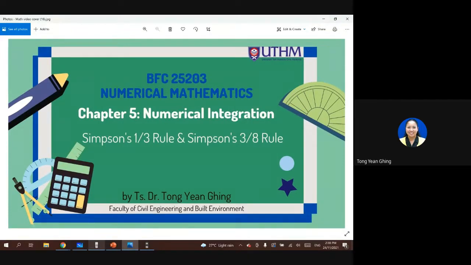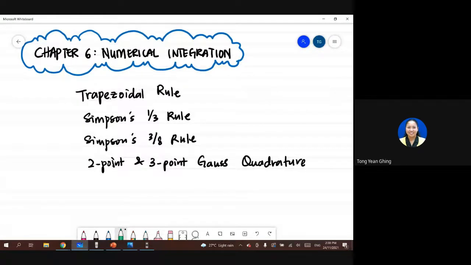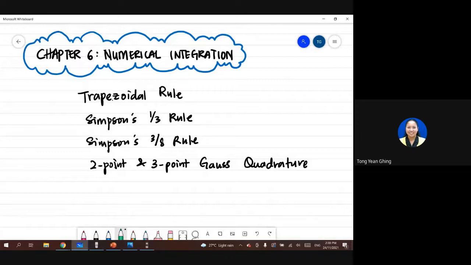Okay, so let's go to the intro of this chapter. For numerical integration, we have a few methods, a few techniques. Start with the trapezoidal rule, Simpson's 1/3 rule, Simpson's 3/8 rule, and Gauss quadrature. Gauss quadrature has 2 points and 3 points. Actually in your syllabus, the topic that's covered is only these three, but I will explain the trapezoidal rule because it's the basic.